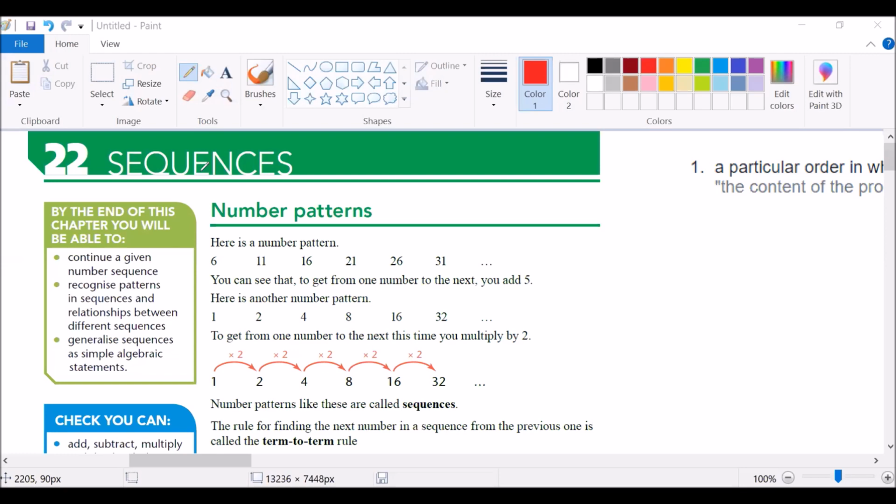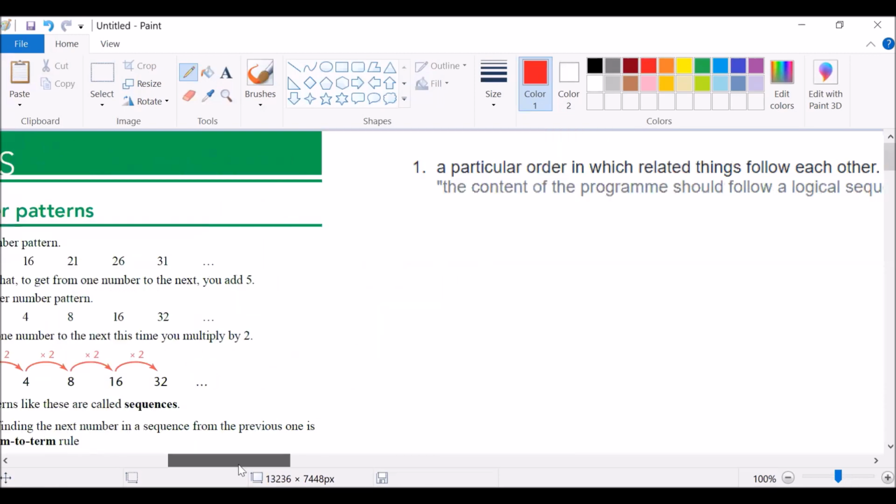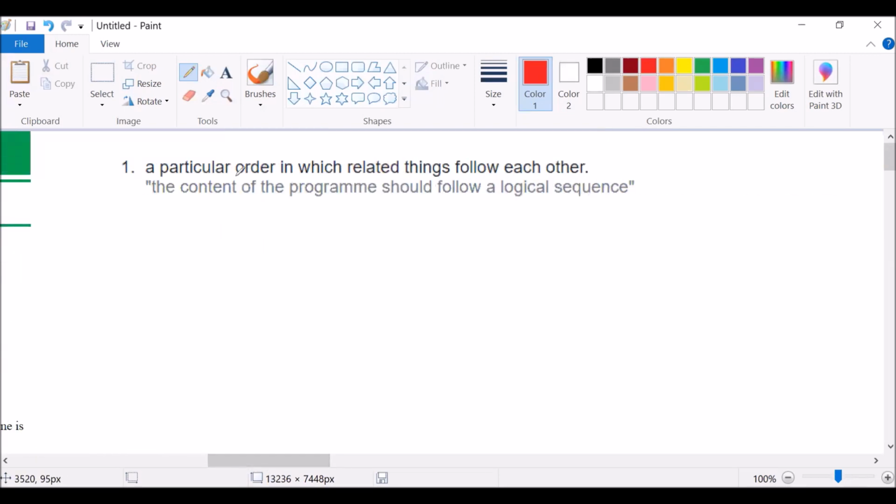Today we are looking at this chapter in O-Level Cambridge Mathematics, sequences. What is a sequence? A sequence is a particular order in which related things follow each other. So in mathematics, we are dealing with numbers. So it's a particular order in which related numbers follow each other.